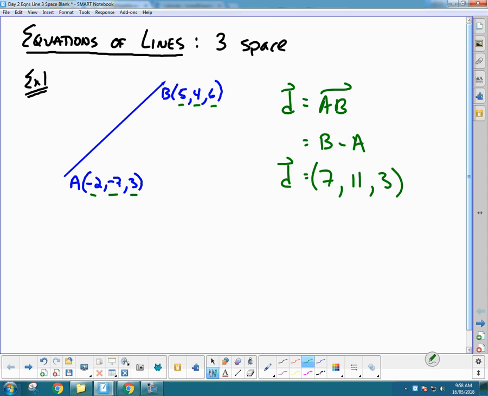And remember, any scalar multiple of this direction vector would also describe the direction of this line. So I could go the opposite direction and go -7, -11, -3. That would also be a direction vector. Or multiplied by 2, 14, 22, 6 would also be a direction vector. All of these describe the direction of this particular vector.